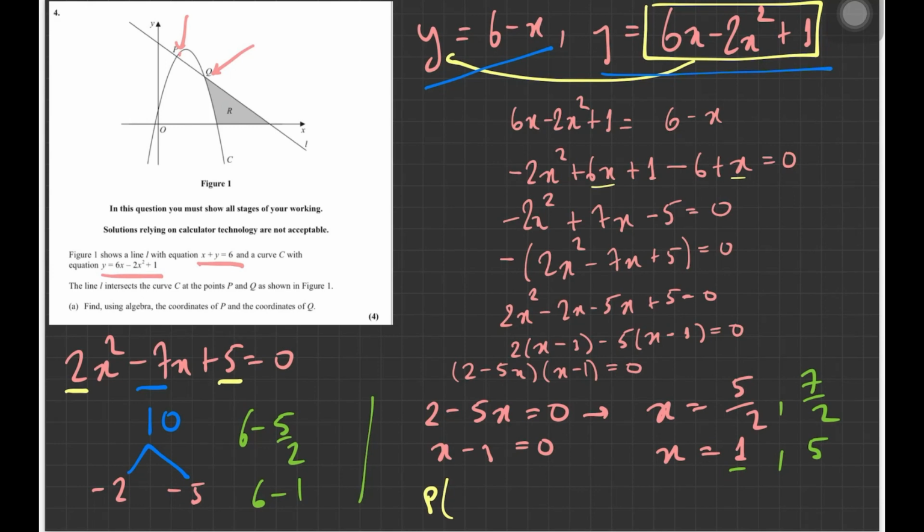So that means that p has to be 1, and then the y value is 5 corresponding to that. Q is 5 over 2 and 7 over 2. And there you go. That's your answer. Let's now move on to the next part.